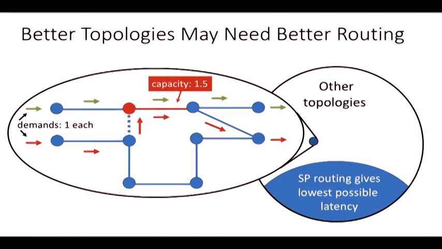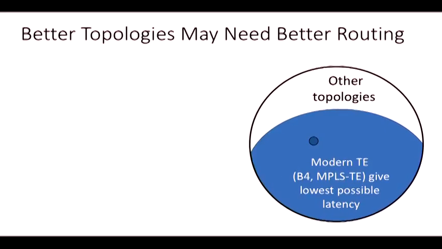Okay, so what we've done here is we have created a better topology. The topology is more resilient, but our routing system is essentially crippling the topology's ability to provide low latency. So we clearly need a better routing system. Luckily for us, we have modern traffic engineering, such as B4 and MPLS-TE. Those schemes will basically let us get the lowest possible latency on a much larger set of topologies.